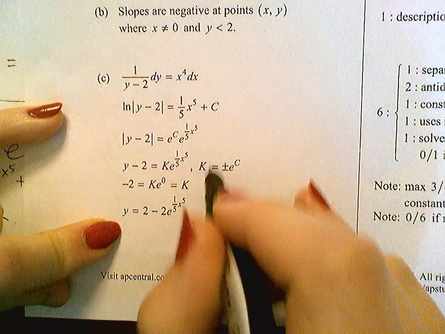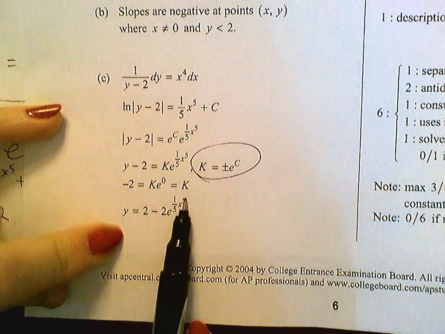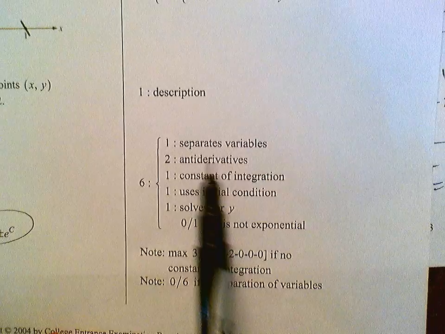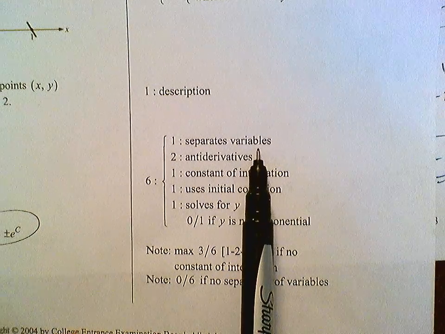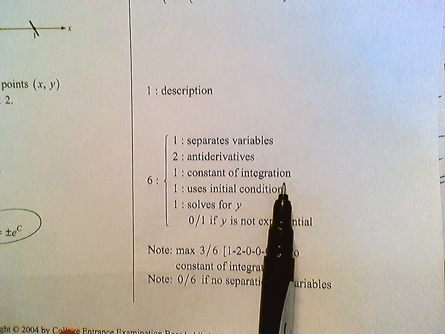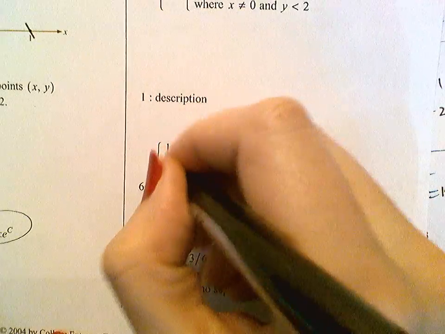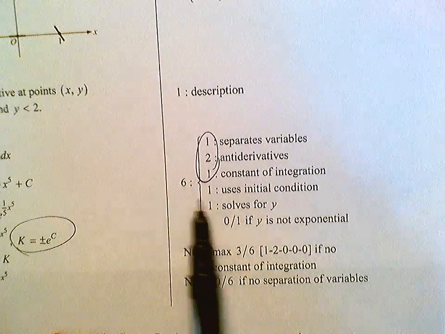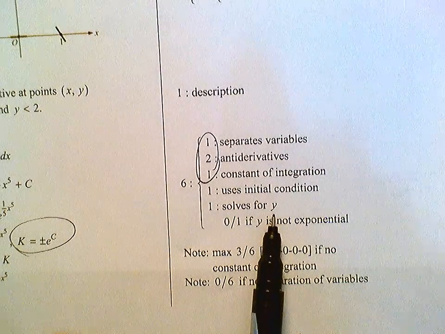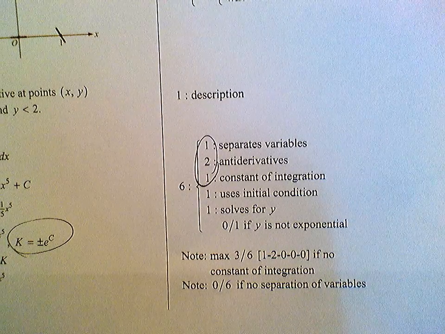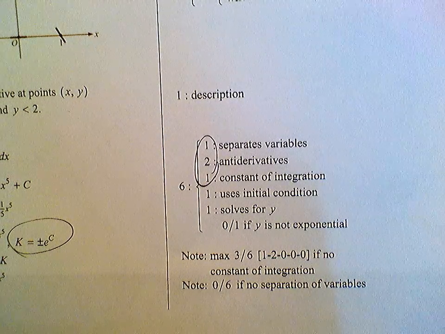And off to the side, they just kept it k. Okay, that was 6 points right there. Now, definitely you could have got this point for just separating the variables. I know you could have got the antiderivatives. I know you wouldn't have forgotten the constant of integration. So that's a pretty easy 4 points right there, guys. The tricky part would be using the initial condition and solving for y. And even I was a little bit unsure about how to explain that.